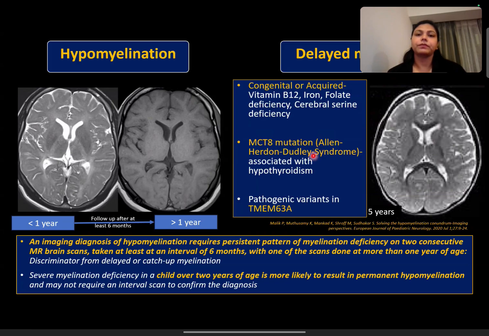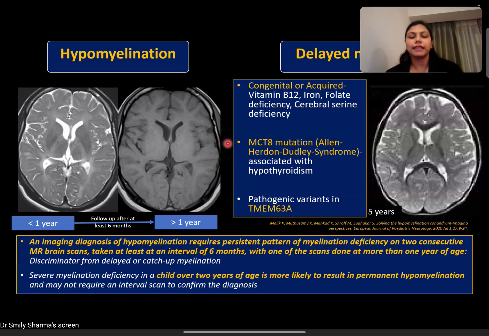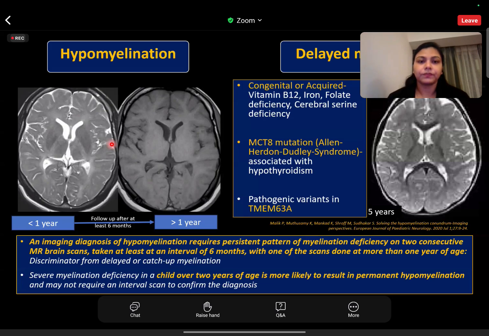However, certain authors suggest that if the scan is done at a higher age, for example, the patient is scanned for the first time at around 4 to 5 years of age, more than 2 years of age, and there is still definite hypomyelination, there is no need to repeat the scan, because it is unlikely that after 2 years the patient will have just delayed myelination.